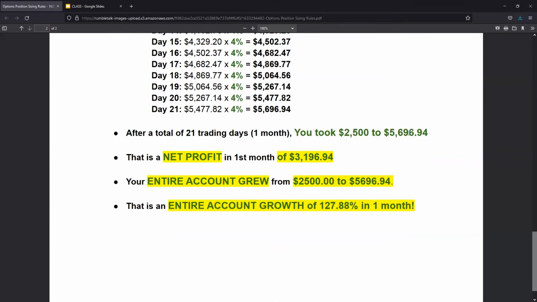you took $2,500 into $5,696.94. That's a net profit in your first month of $3,196.94. That's incredible. Think about that. You have $2,500 in your account. If you're able to be disciplined and just make those 1-2 trades a day and find those targeted returns, you just made almost $3,200 in your first month.